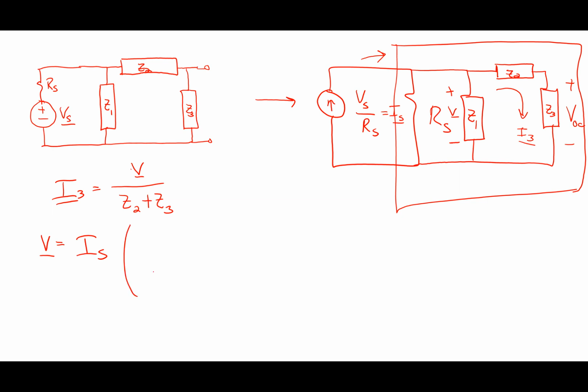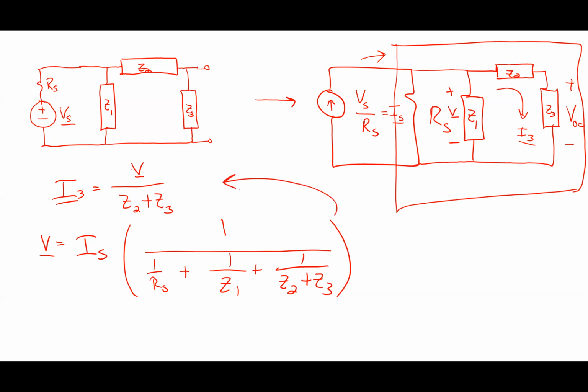So in this case, the impedance of that whole thing is going to be 1 over (1 over RS plus 1 over Z1 plus 1 over Z2 plus Z3). I take this result, plop it into there, I get the current in that branch, right? The current in that branch, so VOC would be I3 times Z3, like that. That's another way to do it. There's lots of ways to do that.